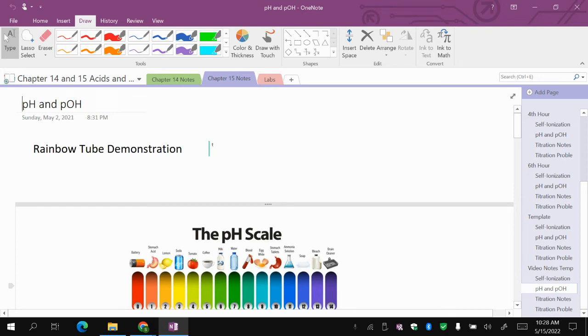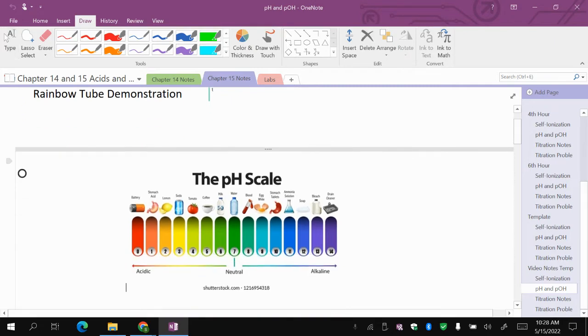Today we're going to talk about pH and pOH, and you should have just watched the rainbow tube demonstration. That demonstration showed you a green solution that was water with universal indicator. Universal indicator's green at a neutral pH. And then to one end of the glass tube, hydrochloric acid was added, and then to the other end, a base, sodium hydroxide, was added. And when they were mixed, what you saw was a rainbow, and that is the color seen at different pH values across the entire pH scale.